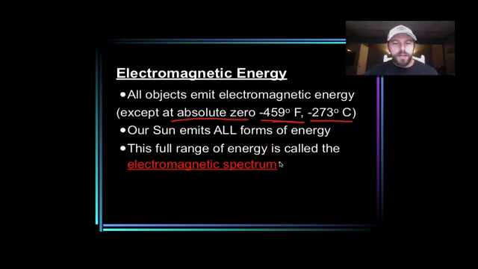Our sun emits all forms of electromagnetic energy, geared towards really three specific that we'll go into, but it does release a little bit of some on the others. But as a whole, that full range of energy is the electromagnetic spectrum.